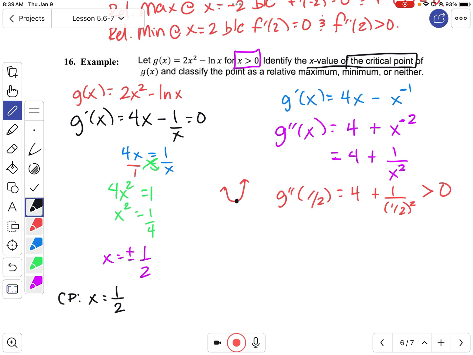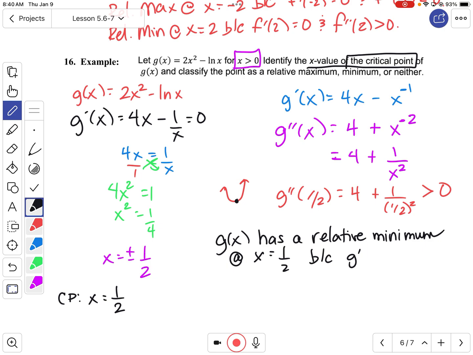So we would say g of x has a relative minimum at x equals 1/2, because g prime at 1/2 is equal to 0. It's a critical point. And g double prime at 1/2 is greater than 0. Okay, second derivative test.